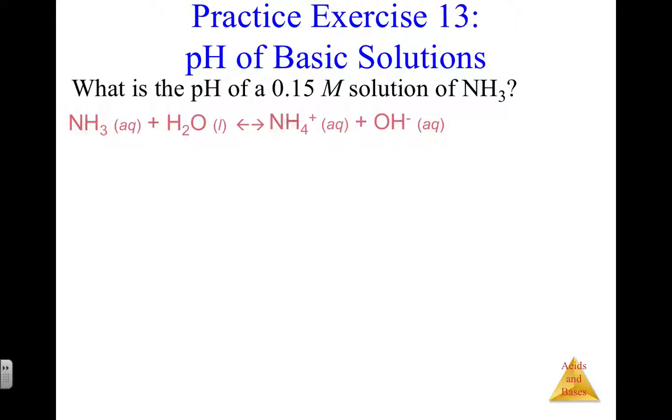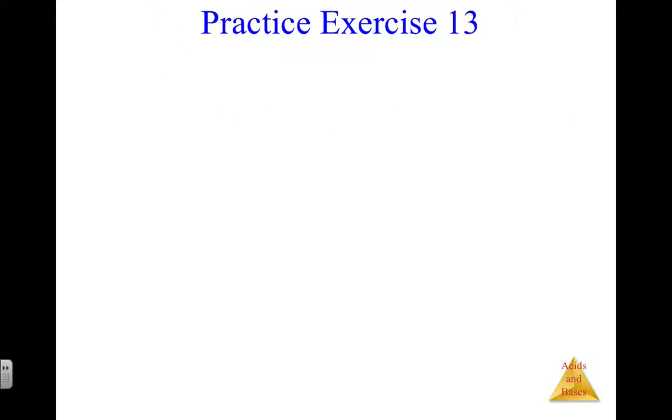Okay, so continuing on our chapter 15 video lecture, the very end of the last video, I introduced this question. You're asked to find the pH of a 0.15 molar solution of ammonia. You need to recognize that ammonia is a weak base. To get the pH of a weak base, same steps as a weak acid.